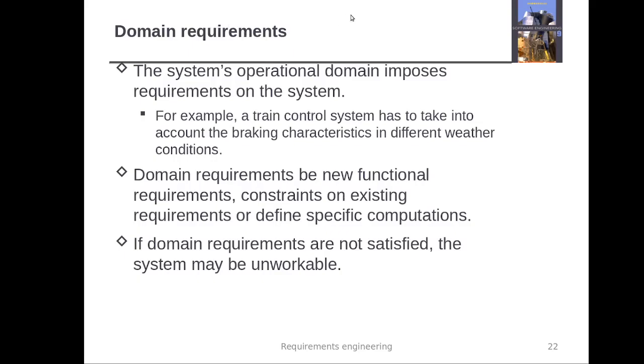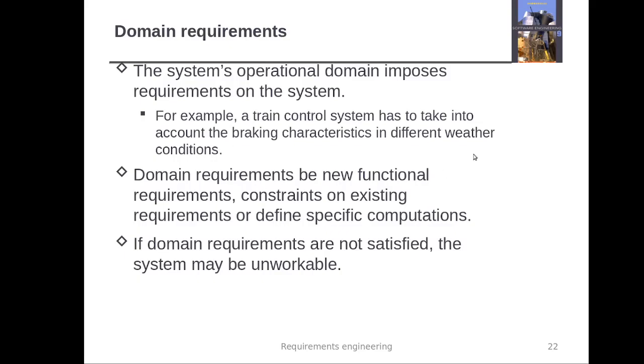Domain requirement is the requirement which is domain specific, very simple. Okay. So the system's operational domain imposes requirements on the system. For example, a control system specifically for a train has to take into account the braking characteristics in different weather conditions. If it is raining, what should be the deceleration? If it is sunny or winter season, what should be the braking deceleration?